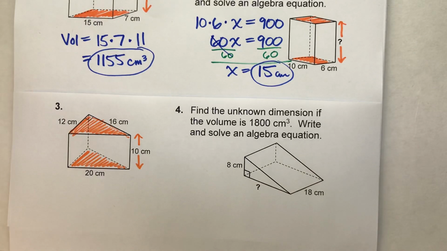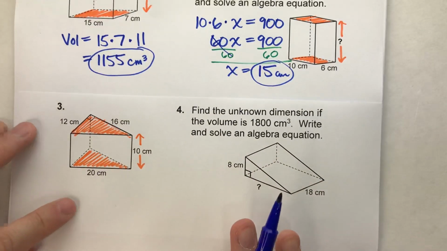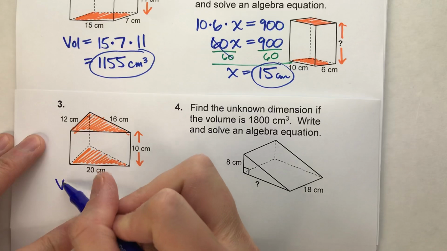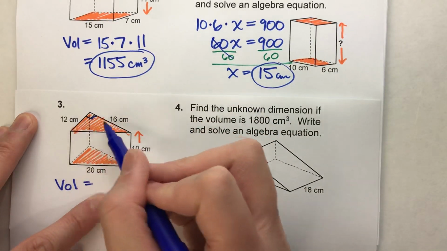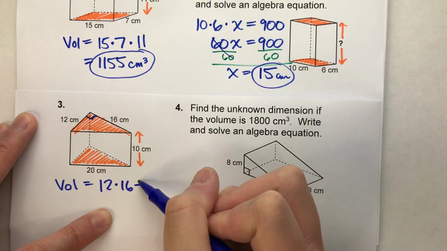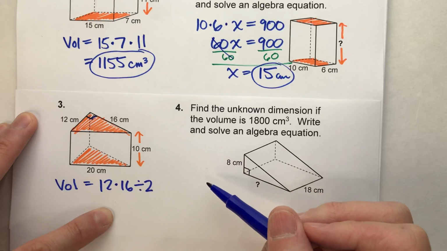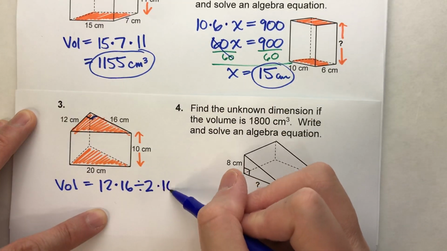Okay? So, to find the volume of this, we're going to have to find the area of the triangle and multiply it by the height. Okay, so our volume. Area of this triangle, I've got a right angle here, so 12 times 16 divided by 2. And that's the area of the base, and I multiply that by the height of the prism, which is 10.